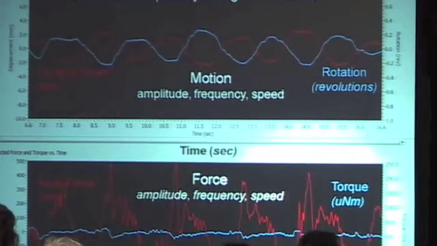If you look on this side here, the red corresponds on the top to the up and down motion, and on the bottom it corresponds to the axial force. And the blue corresponds to the rotational motion on top and the rotational force, or what we call torque, on the bottom. So by capturing these two graphs, we get a full picture of the motion and force parameters that are occurring during needling.